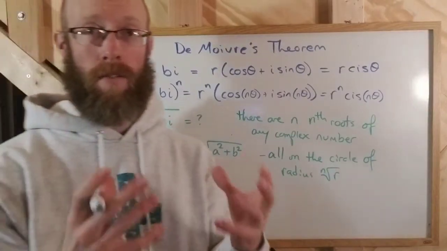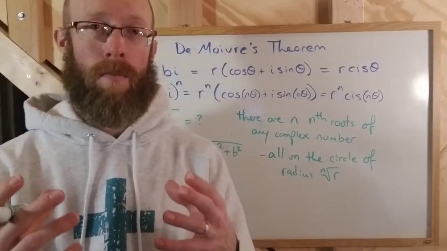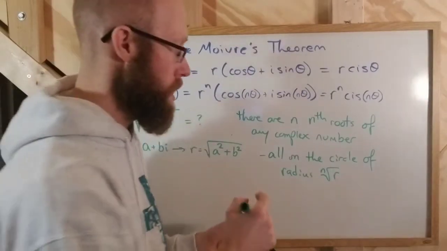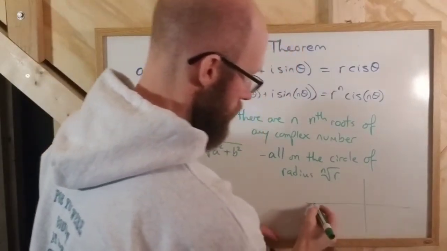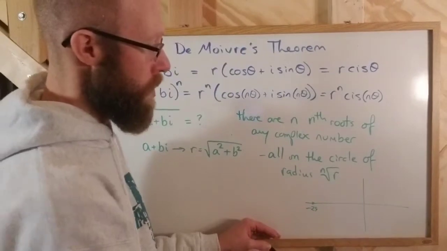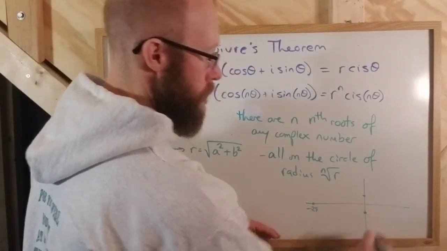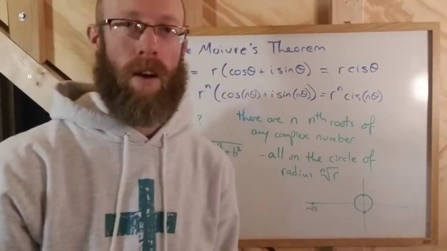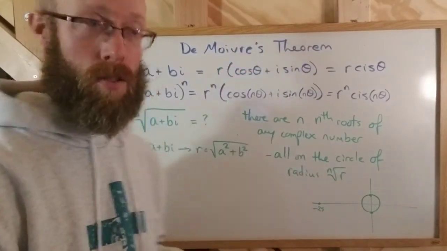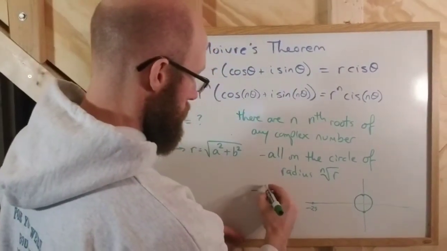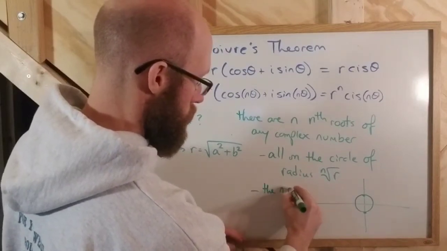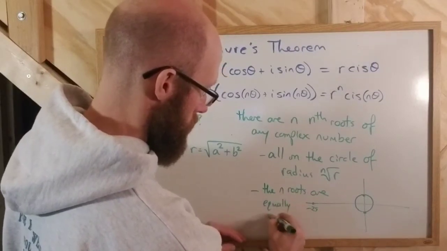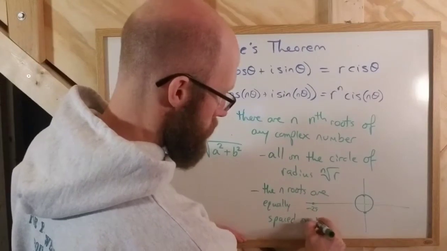So if you were looking at the negative 25, you want the square roots of negative 25, you take the square root of the 25, which is 5, that's your new radius, okay? And so we saw that just a moment ago. If we're looking at square roots of negative 25, both of the square roots were on a circle of radius 5, right? You take the square root of that 25. All right, they're on that circle. Now they're equally spaced on that circle as well. So that's the other thing, that the n roots are equally spaced on that circle.